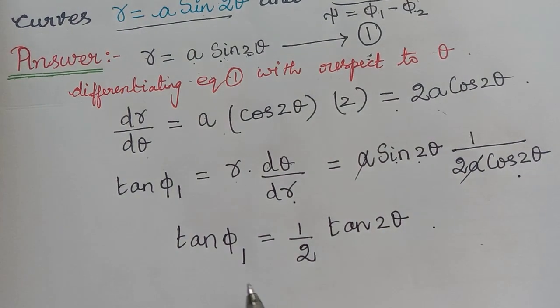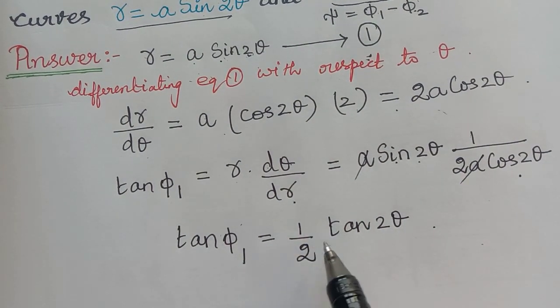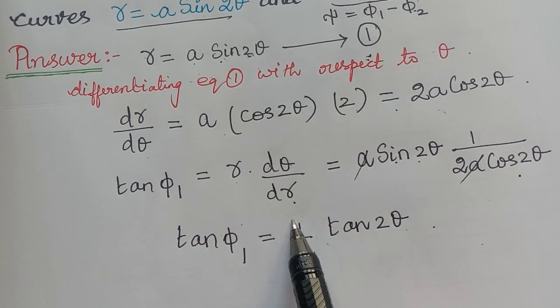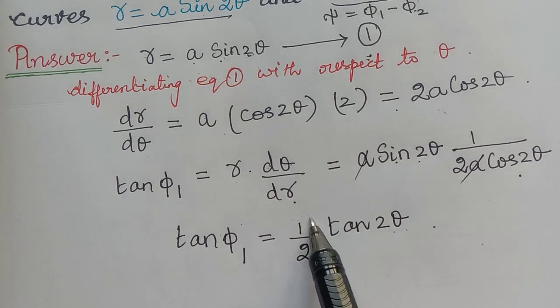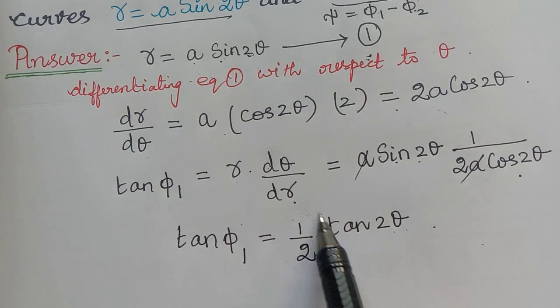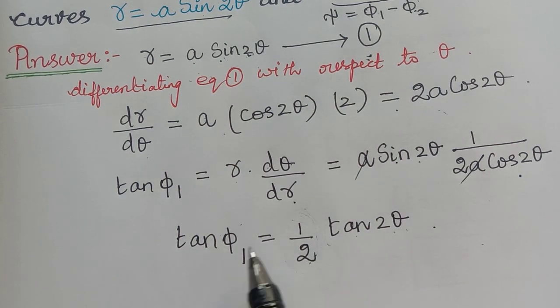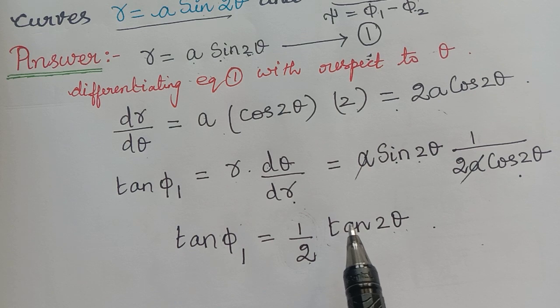So now we have to find the angle φ1. But here we have 1/2 tan 2θ. If there was no constant over here, we could directly equate the angles. But we see that we have a constant 1/2 over here, so for that reason we cannot equate the angle. So this problem will be dealt with in a slightly different manner.